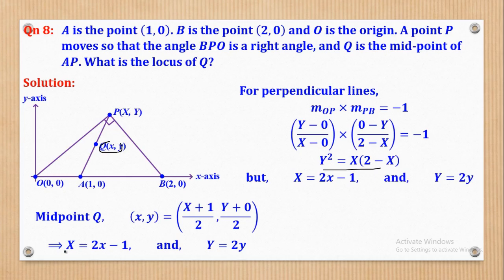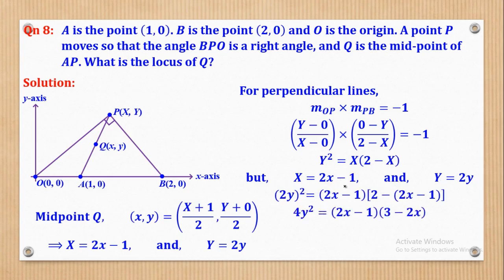Therefore, we shall recall that capital X is this and capital Y is that. So that means that where there is capital Y, I'll replace it with this, and where there is capital X, I'll replace it with that. Then when I simplify, I'll come up with that. Open brackets, come up with that. Collect like terms to come up with that as the locus which is required.